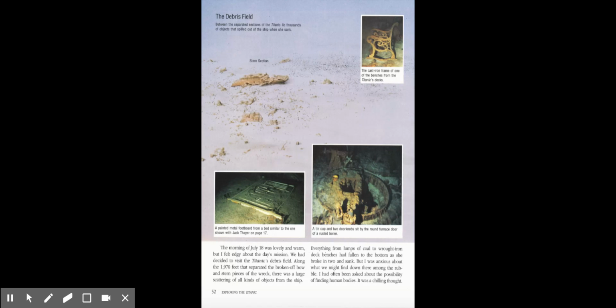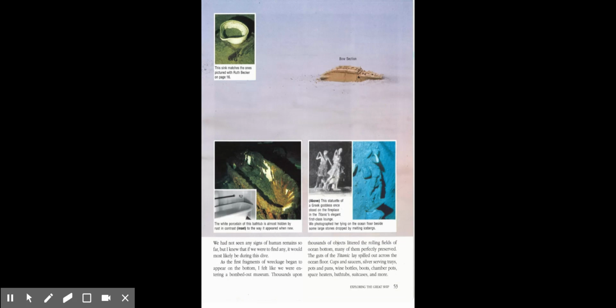As the first fragments of wreckage began to appear at the bottom, I felt like we were entering a bombed-out museum. Thousands upon thousands of objects littered the rolling fields of ocean bottom, many of them perfectly preserved. The guts of the Titanic lay spilled out across the ocean floor. Cups and saucers, silver serving trays, pots and pans, wine bottles, boots, chamber pots, space heaters, bathtubs, suitcases, and more.